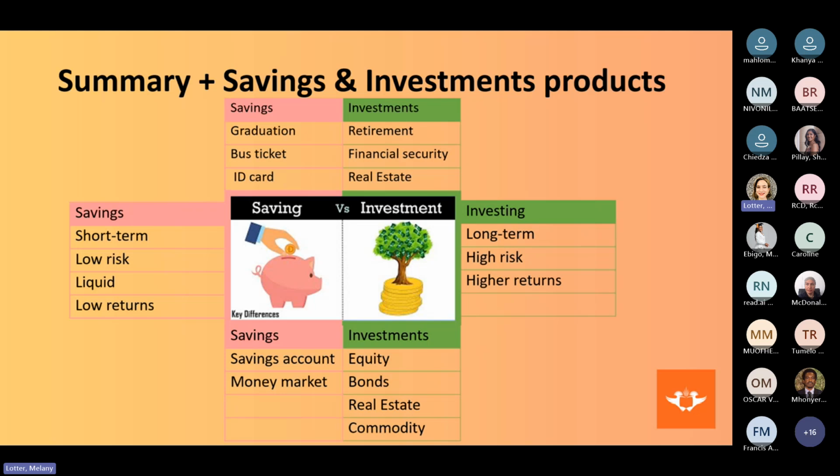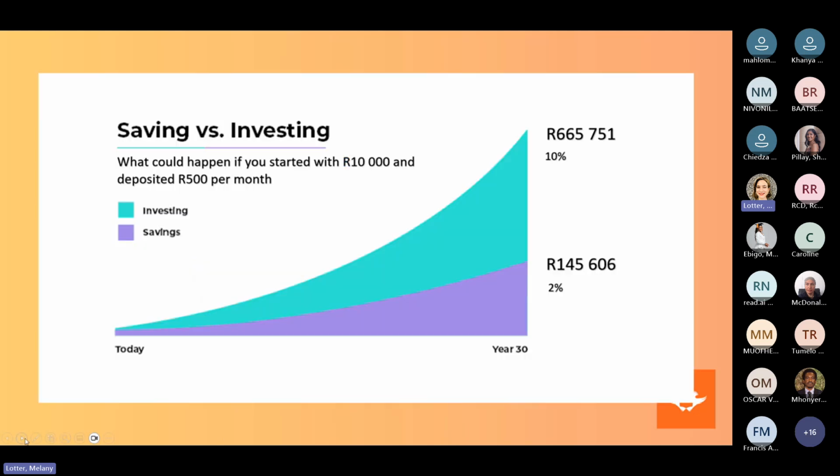Your savings also, we all talked about, it needs to be liquid. You need to be able to access it immediately, because if you have an emergency. And then also the examples of savings versus investment, you might say for your graduation, which is at the end of the year or next year, May, you need a bus ticket home in December, you want to get an ID card or a passport, whereas investments is more for retirement. If you want to get real estate, you want to have financial security. So these are just a snapshot of the differences between savings and investment.